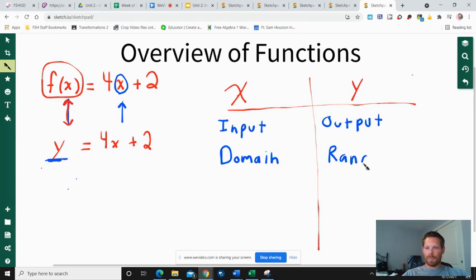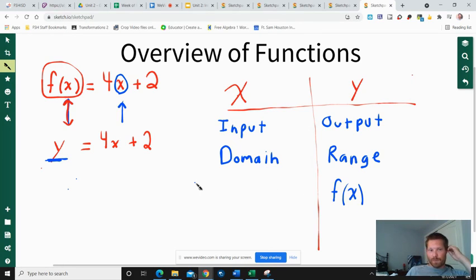Range. And those are the big ones. Okay, and I put one more underneath y. I write f of x, because as I said earlier, f of x really is the same thing as y.